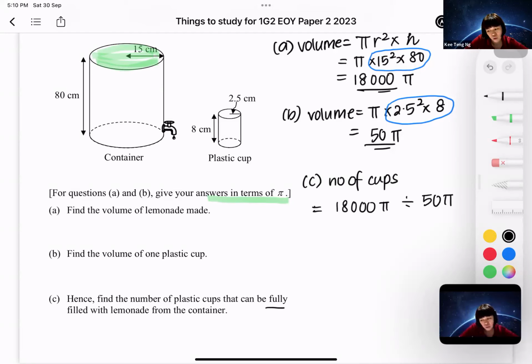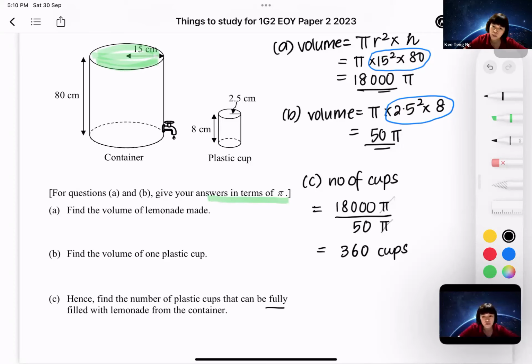Okay, most of you will write it this way. For me, I don't write this way because there's a pi, so there's a chance that I can cancel out certain things. So I'll just divide by pi this way. Then I can cancel out the pi. This one is pi, this is pi, cancel away. So I'm left with 18,000 divided by 50 to give me the number 360 cups that are fully filled.